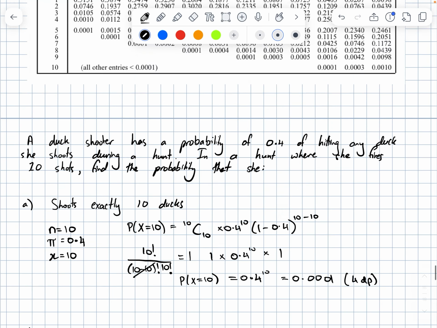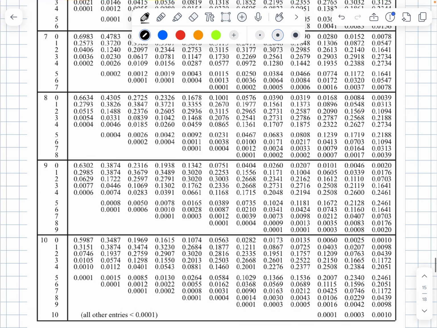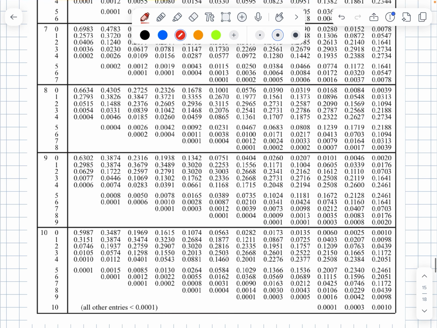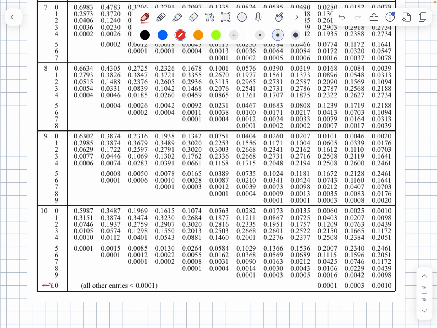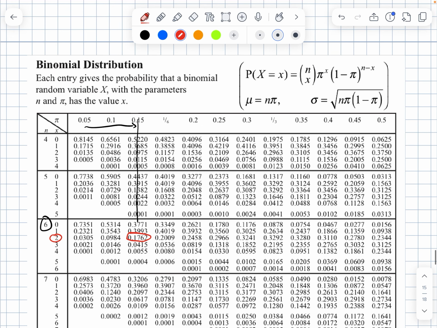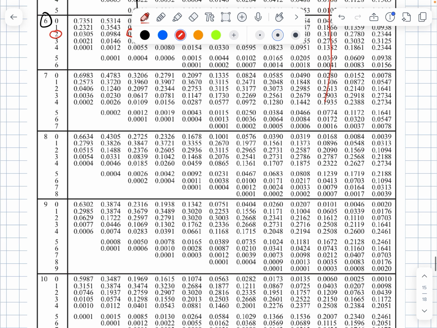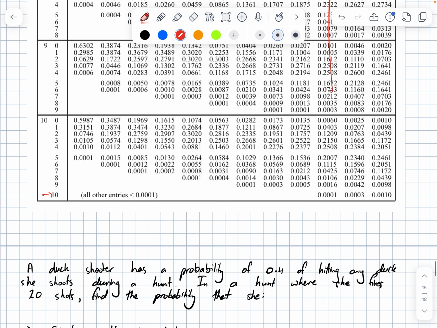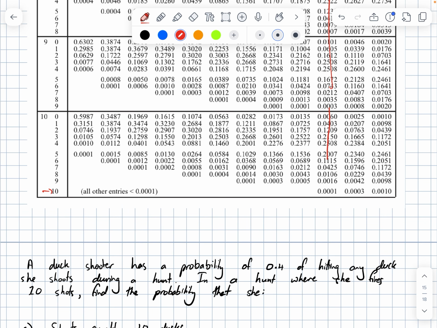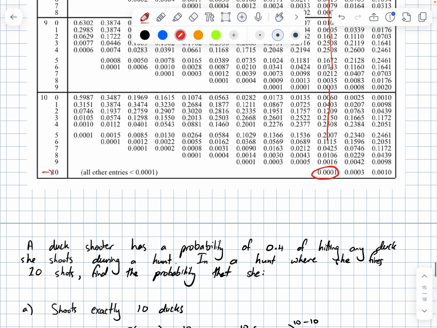From the table, we can see n is 10. We want x to be 10, so we're looking at here. And we have a probability of 0.4. 0.4 is this column here. So we're going to keep going down this column until we get to n equals 10 and x equals 10. So that will be this button here. That value is the same as what we had before.